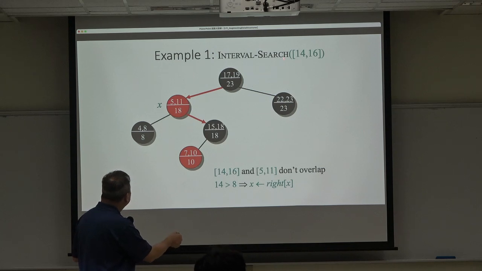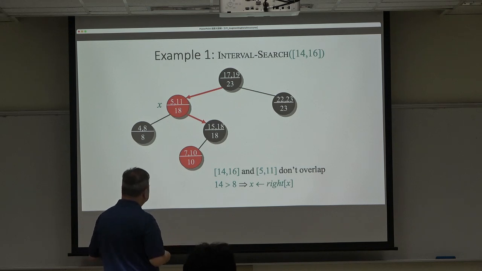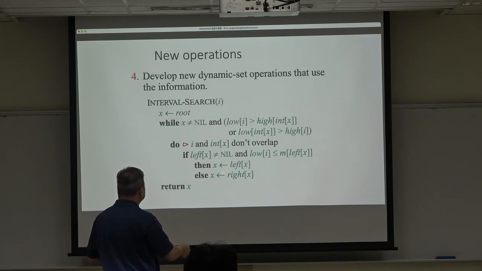And then again, we check the interval. Okay, 14, 16 with 5, 11. So obviously, the high of I is lower than the low of I. Okay, so there's no overlap. It's not overlap, so we need to check. They don't overlap.